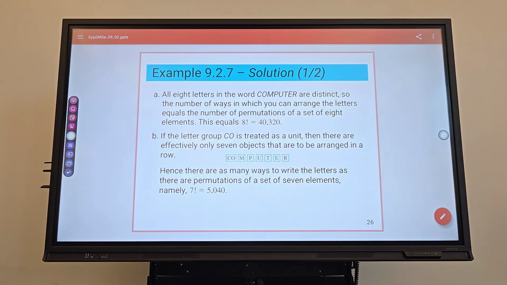All 8 letters in the word computer are distinct, so the number of ways in which they can be arranged equals the number of permutations of a set of 8 elements. This is equal to 8 factorial, or a little over 40,000.